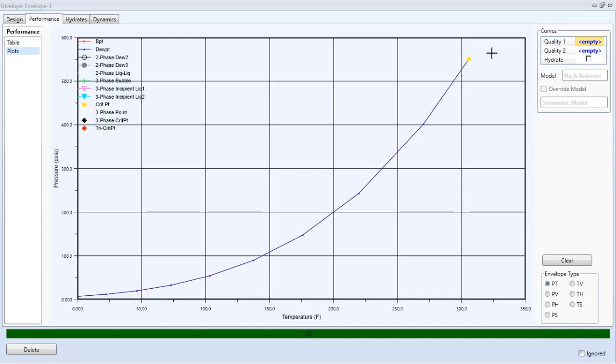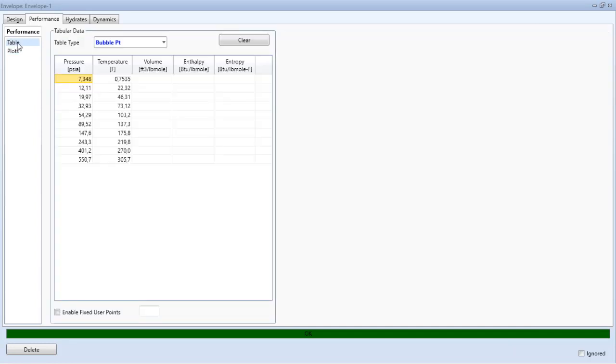So to verify what the critical point of a fluid is, if you are using the Eisenhower, you just need to go to the table of the phase envelope and verify the highest pressure and also temperature. So this pair of information is the critical pressure and the critical temperature of the fluid.